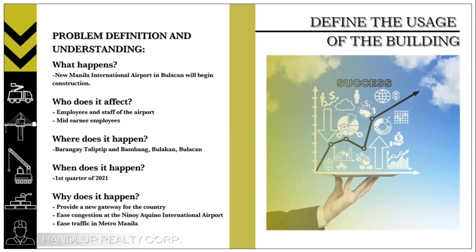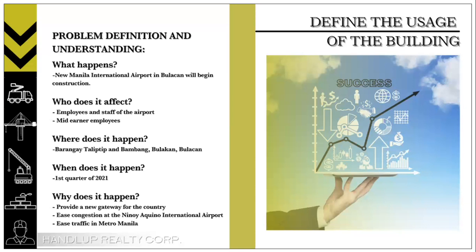According to Rappler.com and CNN Philippines, San Miguel Corporation said on Tuesday, December 15, that the new Manila International Airport in Barangay Taliptip and Bambang, Bulacan, will begin construction in the first quarter of 2021. It aims to provide a new gateway for the country and ease congestion at the Ninoy Aquino International Airport and traffic in Metro Manila. The actual construction for the project can only start once President Rodrigo Duterte has signed the franchise bill into law. Now let us analyze it.